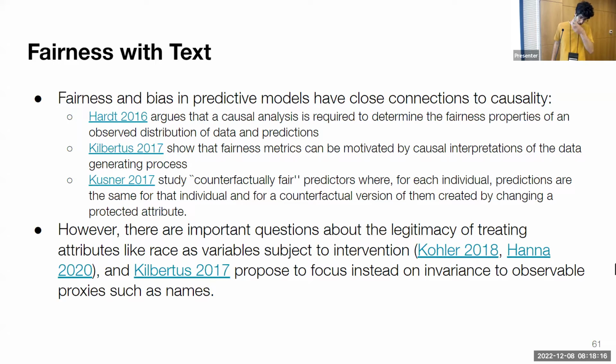All right, so just highlighting a bunch of cool stuff that has been done with text. There has been some very interesting work trying to show that causal analysis is required to determine the actual fairness of an observed distribution of data. There are a lot of metrics for fairness that we're using that can be motivated from a causal perspective. And counterfactual fairness is also a very useful notion to think about fairness and how to enforce it in training.